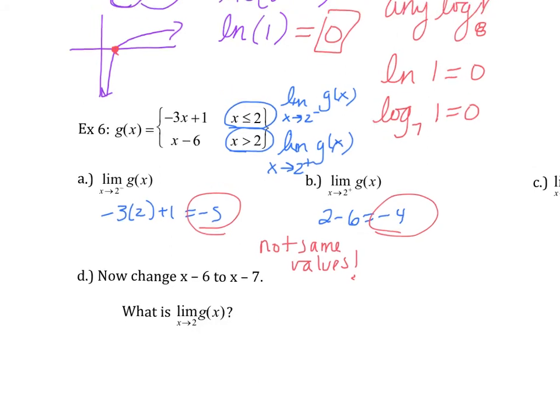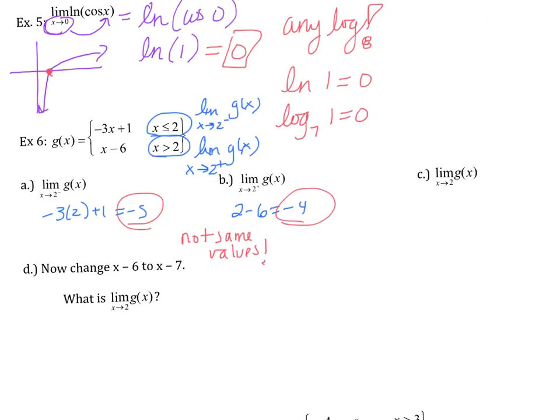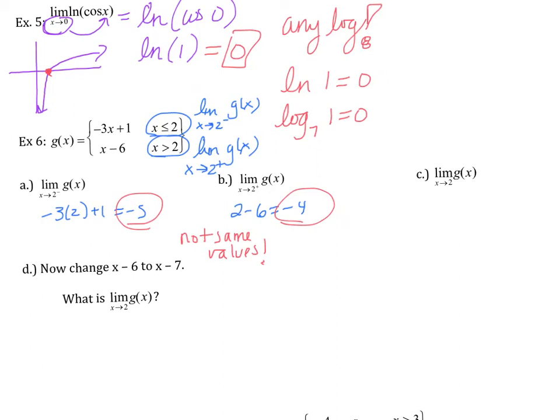In order for my limit to exist, the limit from the left and the limit from the right have to be equal. So when I get to part C and I'm asked to evaluate the limit as x approaches 2, I would say that this limit does not exist. And it does not exist because the limit as x approaches 2 from the left of g of x is not equal to the limit as x approaches 2 from the right of g of x.